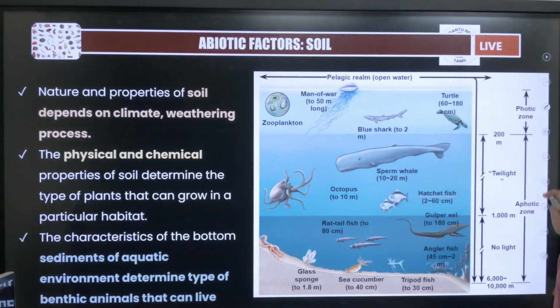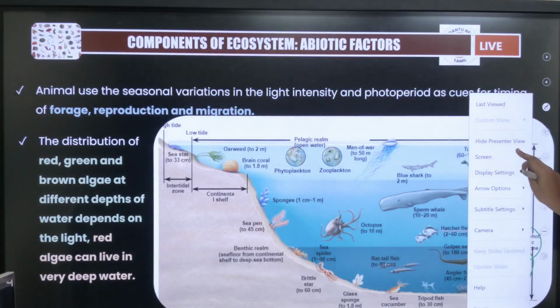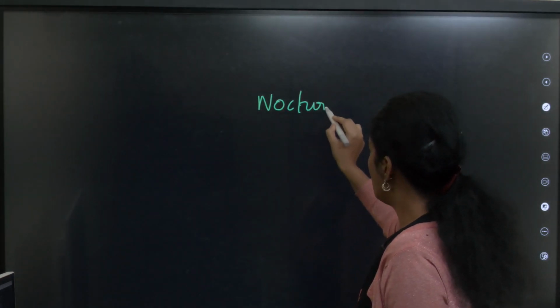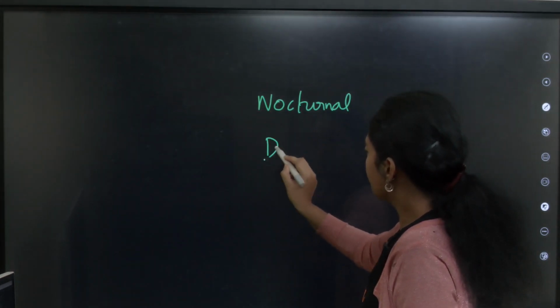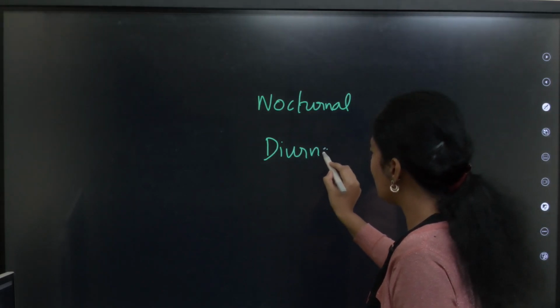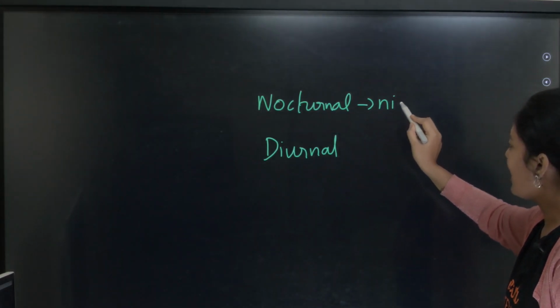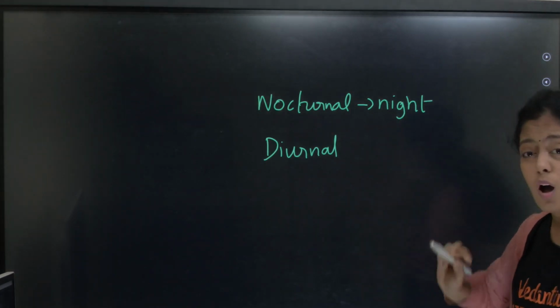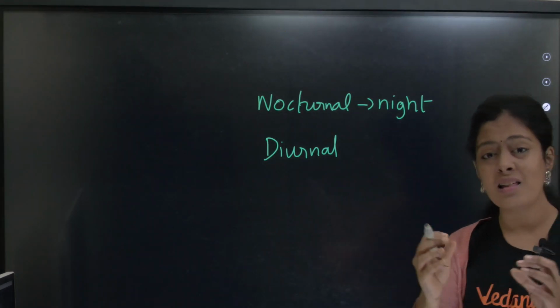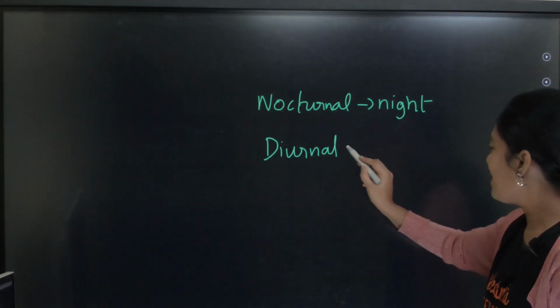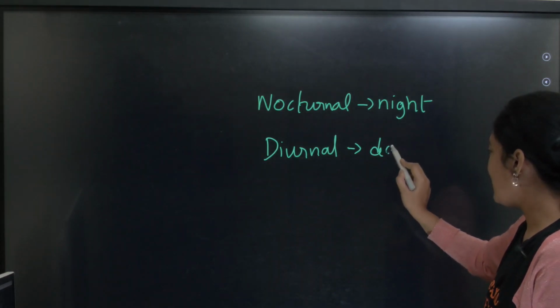So before that, in light, I also want to talk to you about two kinds of organism. Okay, one is nocturnal and diurnal. Ma'am, what is nocturnal, what is diurnal, ma'am? Nocturnal means the organisms that are active during night, like your cockroach, bat. They come out only at night, so during the day you won't know where they are. Correct? So what is diurnal? They are active during day.